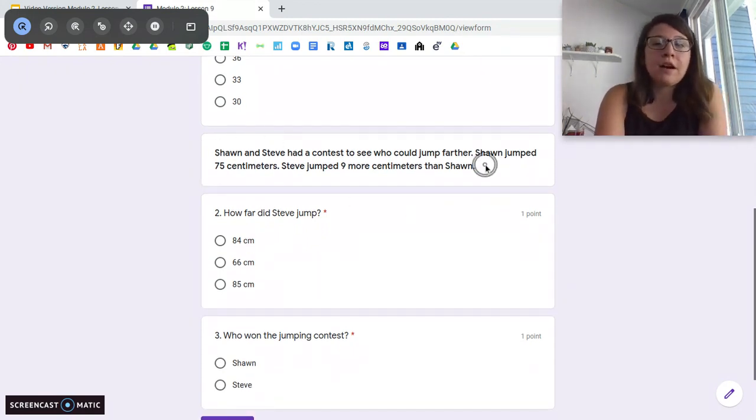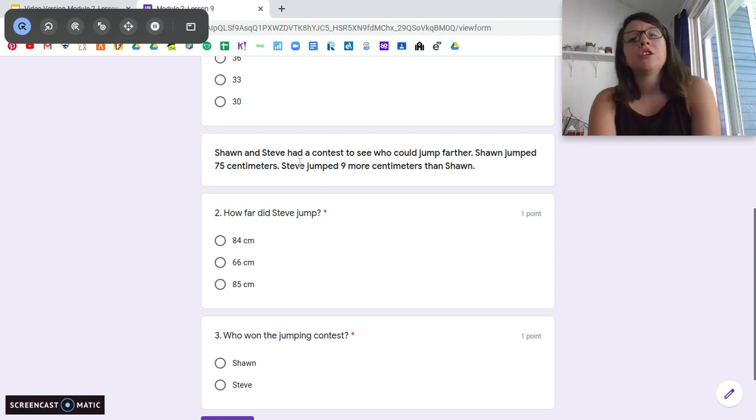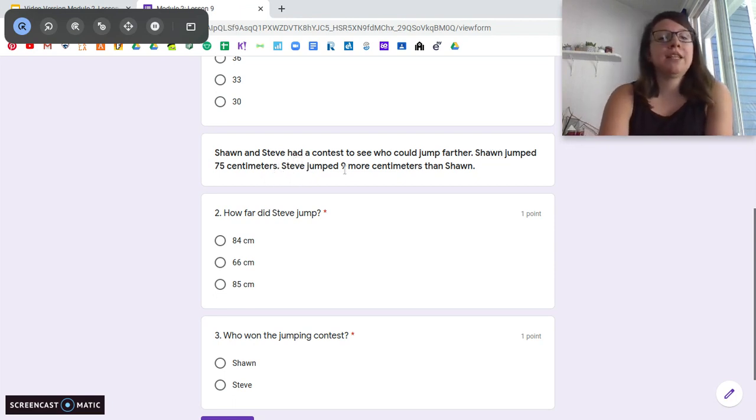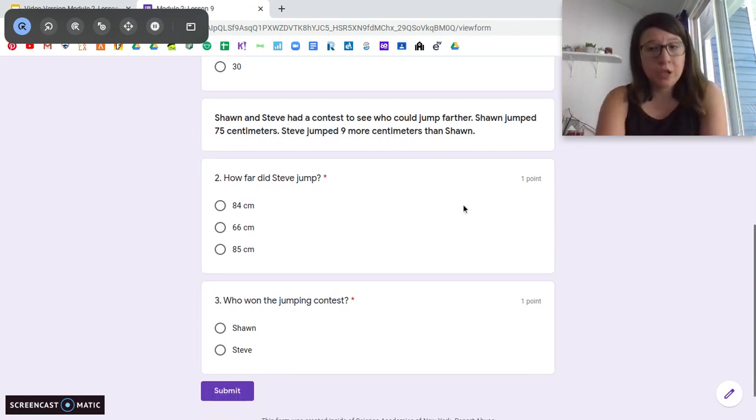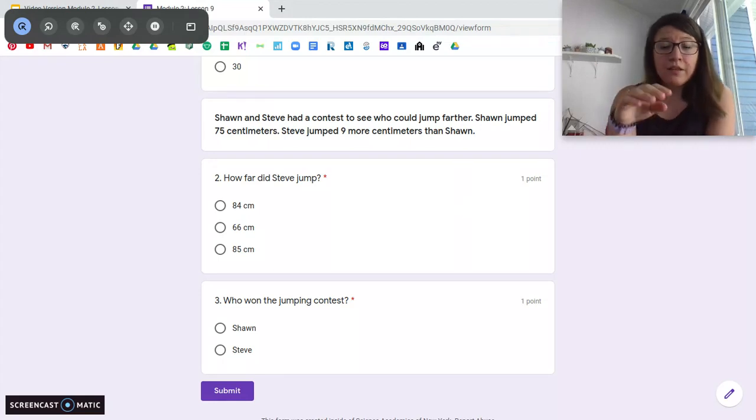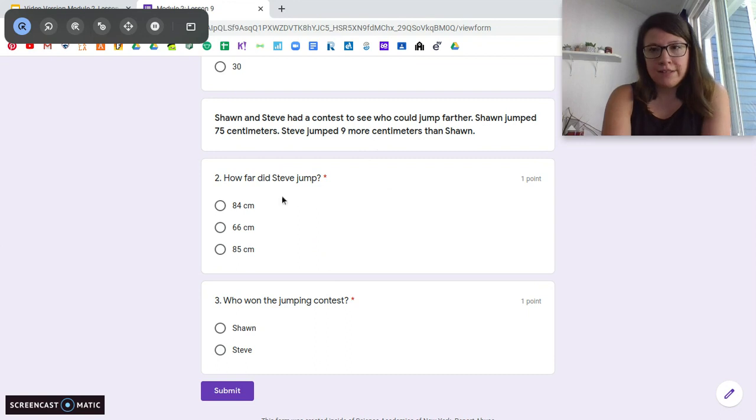And then after that, you're going to use this information. Sean and Steve had a contest to see who could jump farther. Sean jumped 75 centimeters. Steve jumped 9 more centimeters. You're going to set up a tape diagram just like we did in our lesson, and you're going to solve for how far did Steve jump. Okay, we've been working hard on those. Set up your tape diagrams, set up your number sentence, and solve. You can do this. And then I want to know who won.